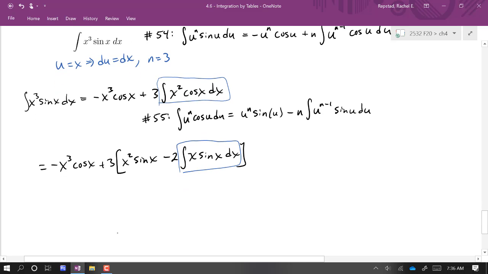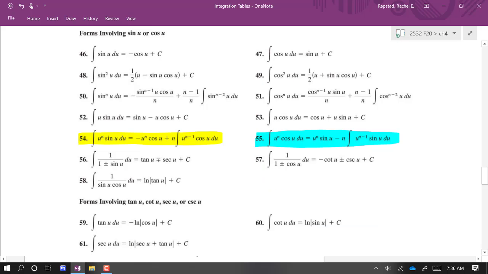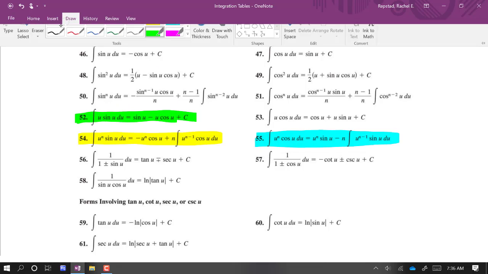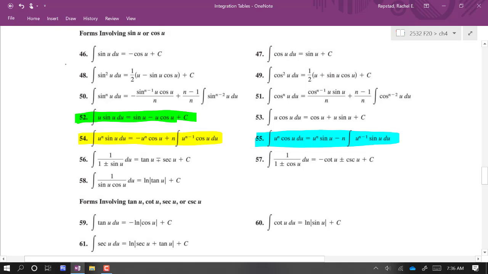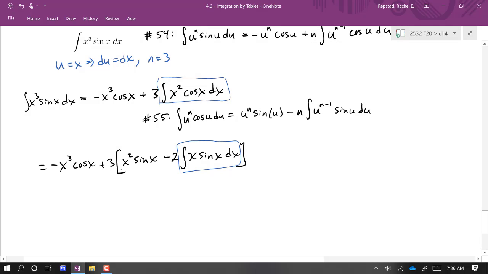So we can go back to the tables. And let's see, our last one here. I think this will be the last one. Number 52. Yeah, so that is not a reduction formula. This one will finish it up for us. Before I apply that, I've got that integral appearing in these brackets. I'm going to just distribute that factor of 3 first.